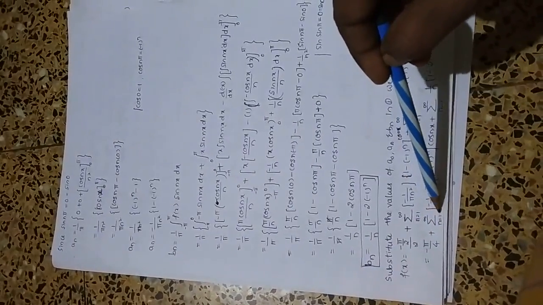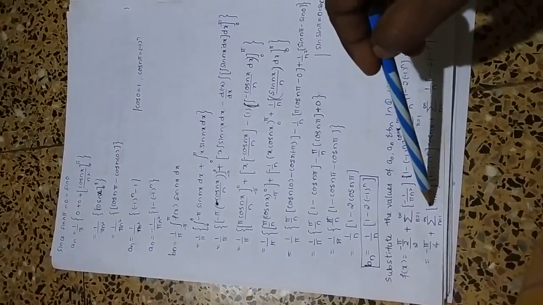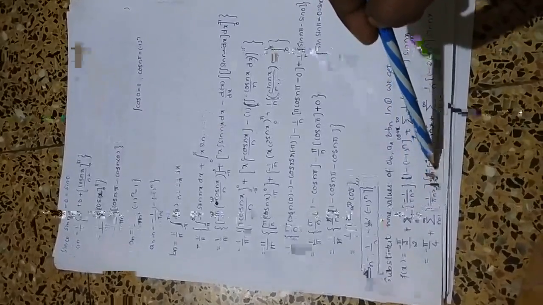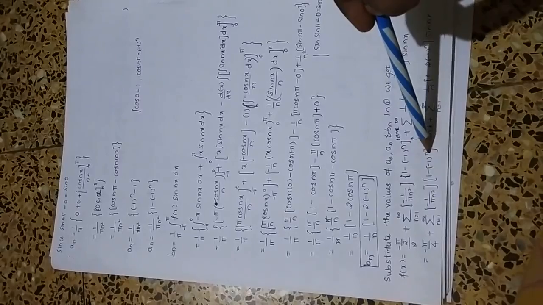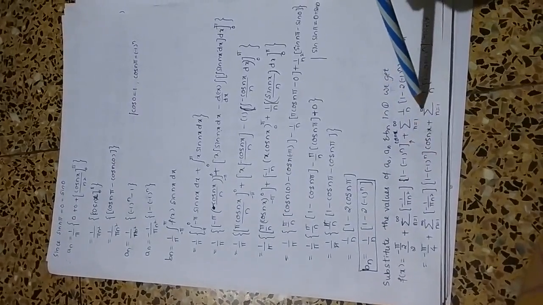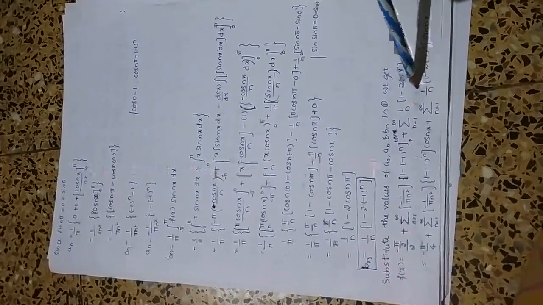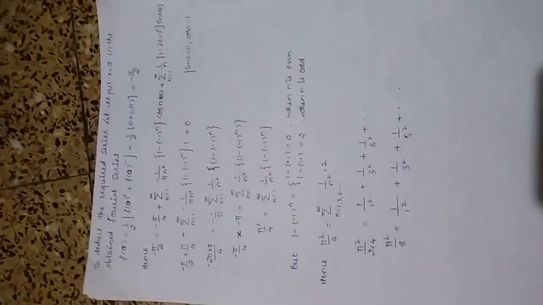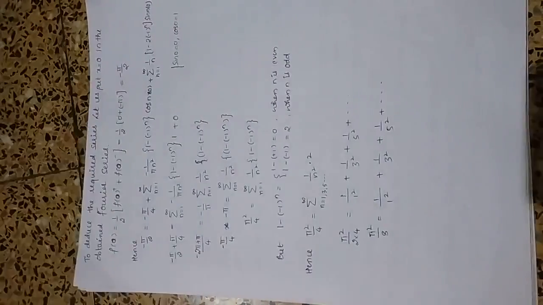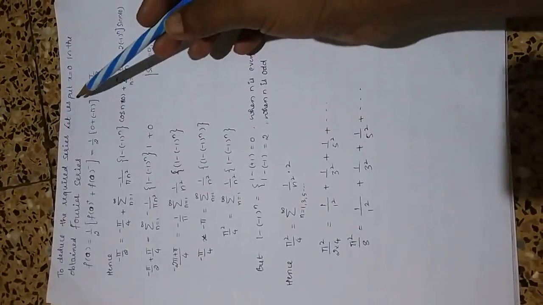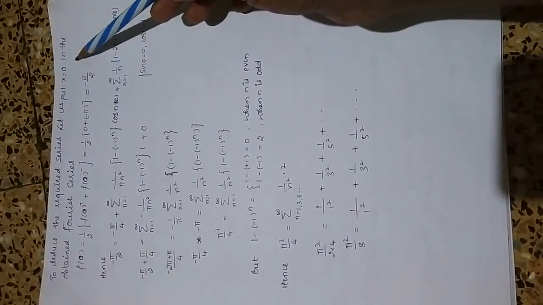or minus pi by 4 plus summation n equals 1 to infinity of minus 1 upon pi n square into bracket [1 minus (minus 1) raised to n] cos nx, plus summation n equals 1 to infinity of 1 by n into [1 minus 2 into (minus 1) raised to n] sin nx. This is the required Fourier series. That is one part of the solution. Next, go for the second part of the solution.